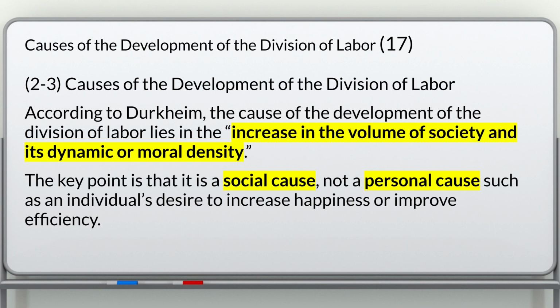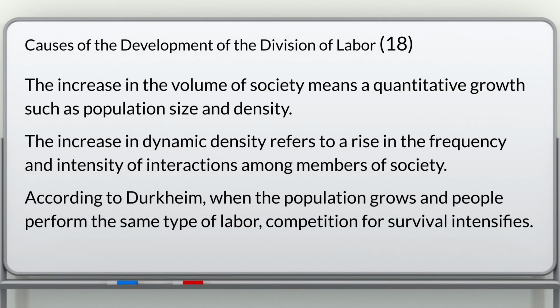I will explain the causes of the development of the division of labor. According to Durkheim, the cause of the development of the division of labor lies in the increase in the volume of society and its dynamic or moral density. The key point is that it is a social cause, not a personal cause such as an individual's desire to increase happiness or improve efficiency. The increase in the volume of society means a quantitative growth such as population size and density. The increase in dynamic density refers to a rise in the frequency and intensity of interactions among members of society.